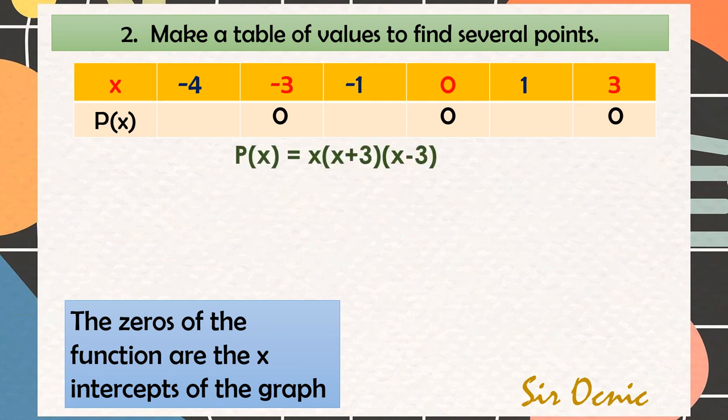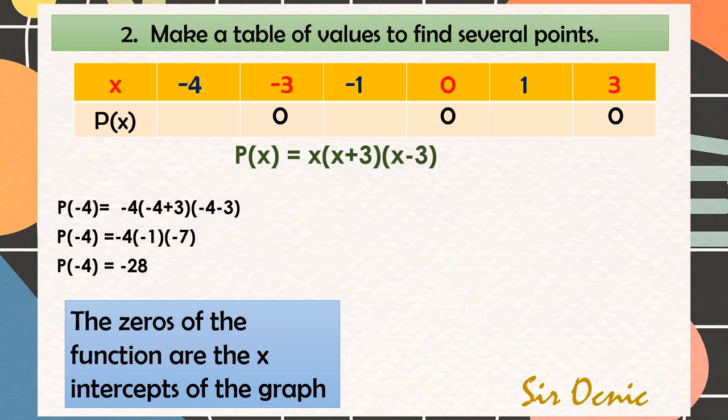Using the equation x times x plus 3 times x minus 3, let us solve for p of negative 4, which is equal to negative 4 times negative 4 plus 3 times negative 4 minus 3, or simply negative 4 times negative 1 times negative 7, which is equal to negative 28.